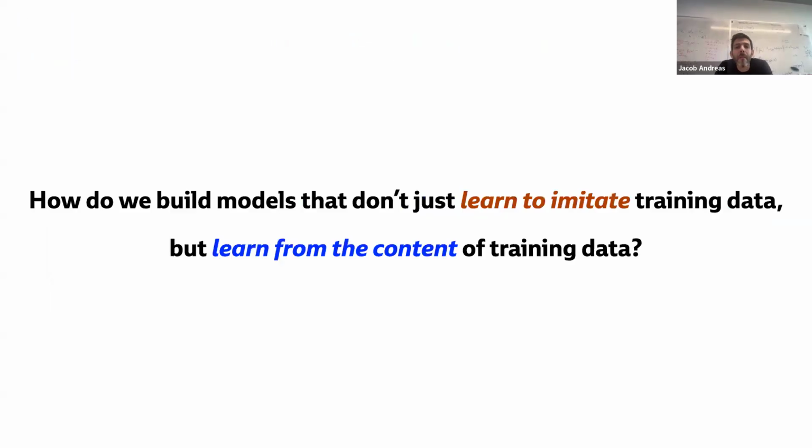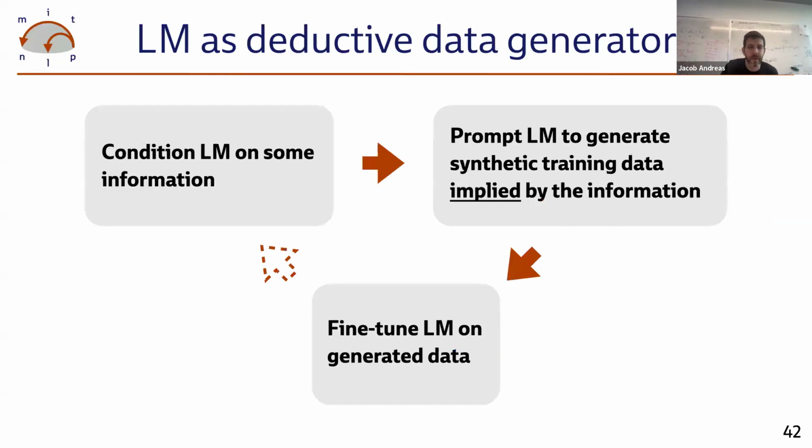Okay, so how do we get around this? How do we build models that don't just learn to imitate the text in their training data, but that actually learn from the content of their training data in a really robust and persistent way? And the big idea that we're going to use here is actually a relatively simple one. We're just going to take advantage of the fact that the prompting thing works and that the in-weights learning thing doesn't. And when we get a new piece of information, we're going to stick it in the context.